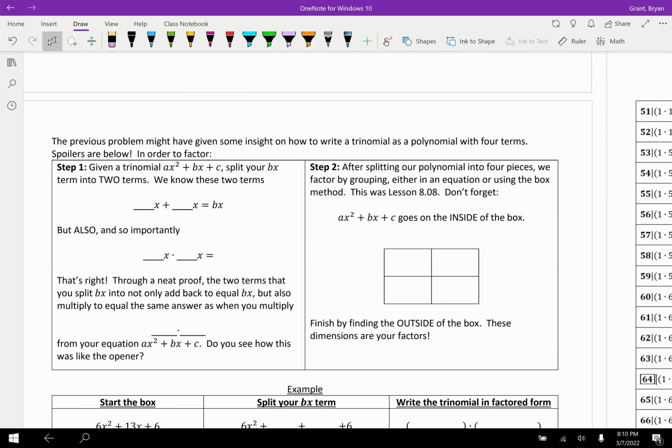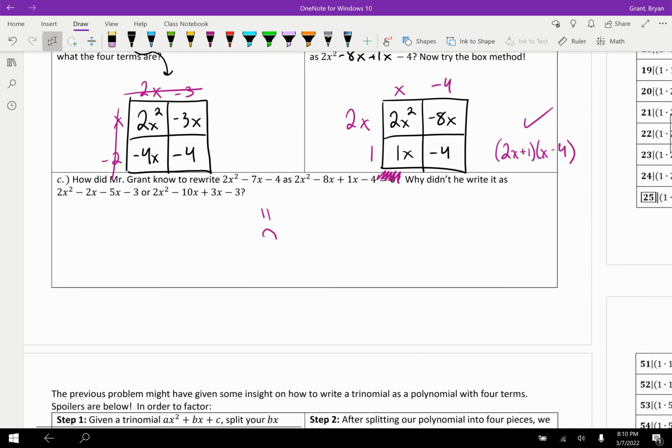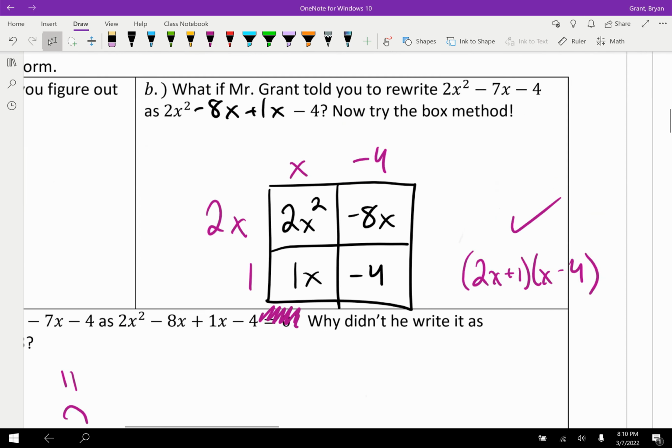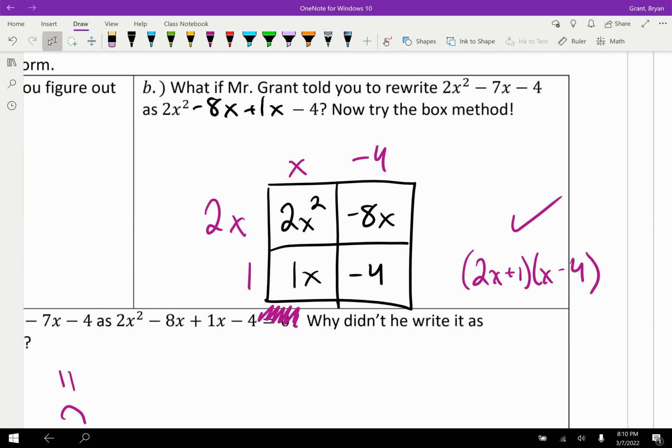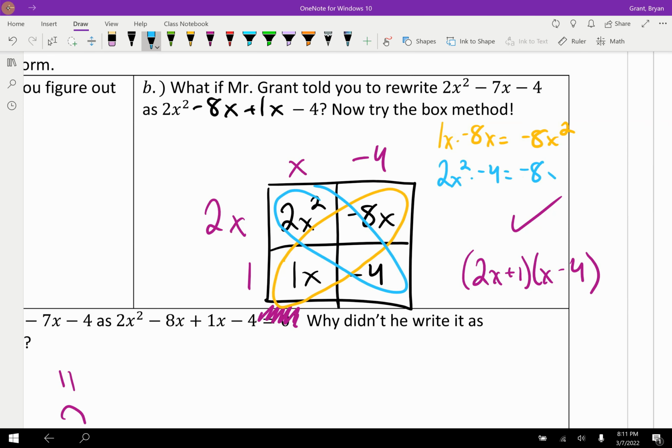The previous problem might have given some insight on how to write a trinomial as a polynomial with 4 terms. But here comes some spoilers. If you don't want spoilers right away, maybe we can look at this quickly, right? Maybe, just maybe, you might notice that if you multiply these diagonals, if you do 1x times negative 8x, that equals negative 8x squared. And if you multiply this diagonal, you do 2x squared times negative 4, that also equals negative 8x squared.